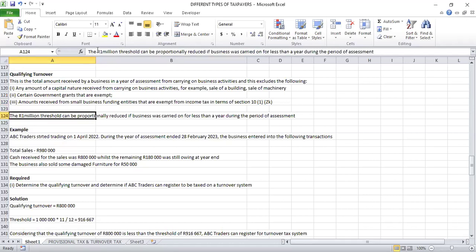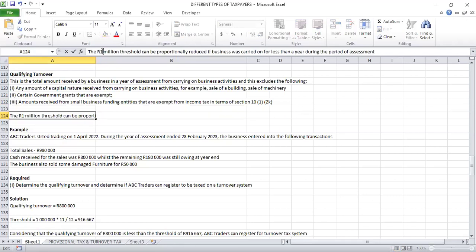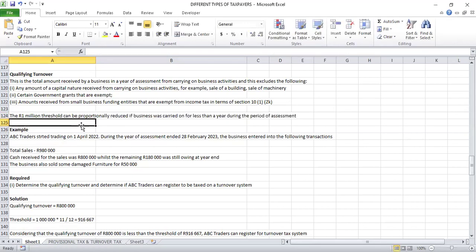Right. Now, the 1 million threshold should be proportionally reduced if business was carried on for less than a year. That means, let's say, if you started your business in August, remember, right, a micro business financial year should always end in February. So if you started your business during the year, your threshold for determining whether you qualify or not will be apportioned according to the months. Right. What do I mean? Let me just give you an example.